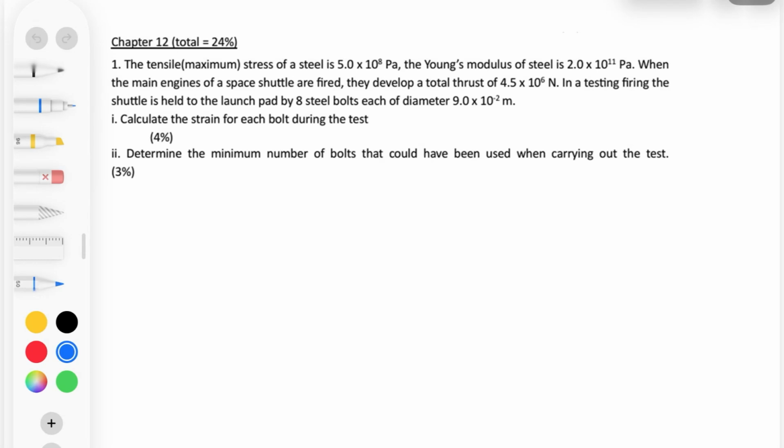We're going to explain about the clusters we've been doing, about tensile stress, tensile strength, Young modulus, and surface tension, and those kind of stuff. Okay, let's start with question number one.